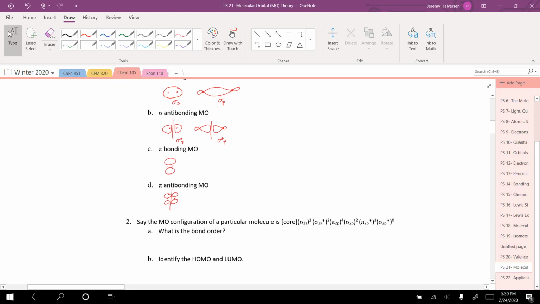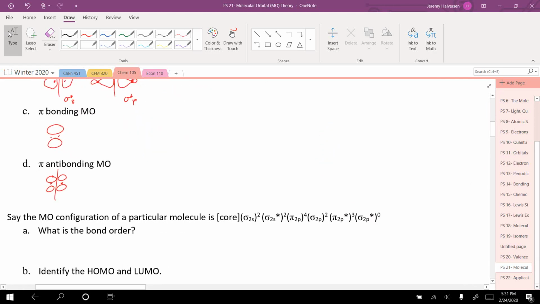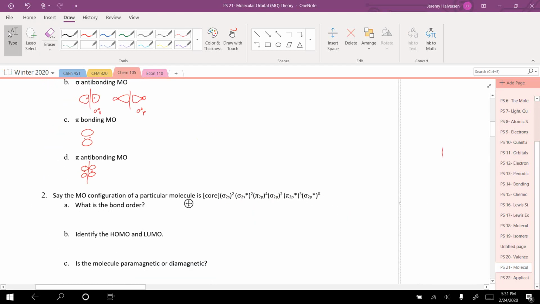Say the molecular orbital configuration of a particular molecule is core, and all of that stuff. What's the bond order? Okay, so remember when we did atomic electron configurations, and we would say like 1s2, 2s2, 2p6, 3s2. All this is doing is saying the name of the orbital and the number of electrons in it. It's just that the names are funky now, but that's okay. Just treat them like names.